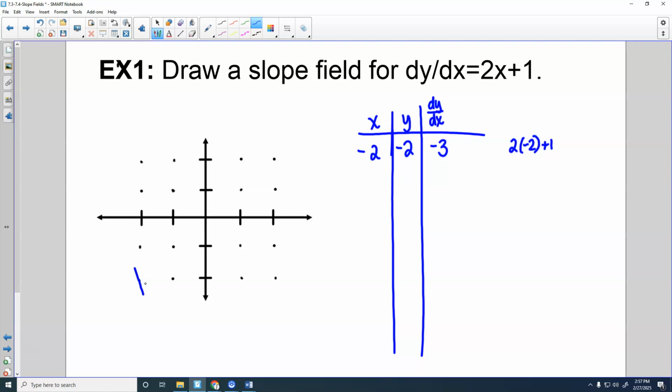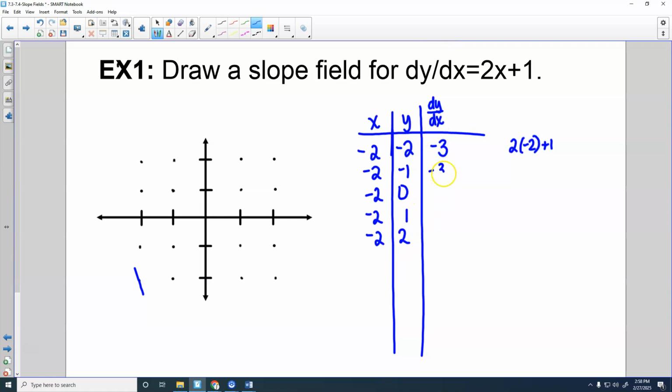Now, are there some other points that are also going to have a slope of -3? There's several. Like (-2, 1), or (-2, -1). Right. Anything that starts with -2. So like (-2, -1), (-2, 0), (-2, 1), (-2, 2).